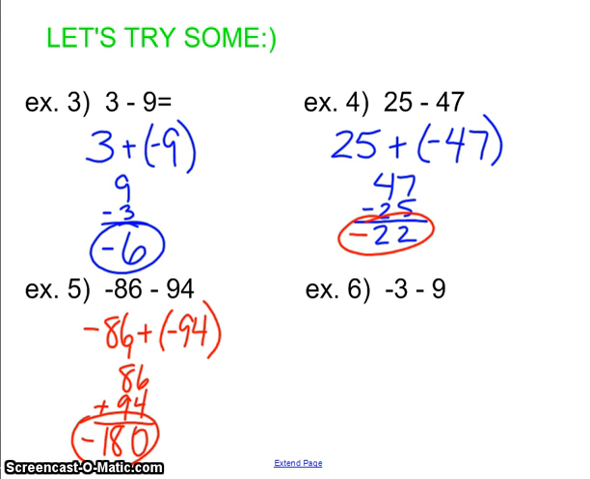Much easier to do than the subtraction problem that was given to you. I'm going to let you try example 6 on your own. If you have questions, come see your teacher.